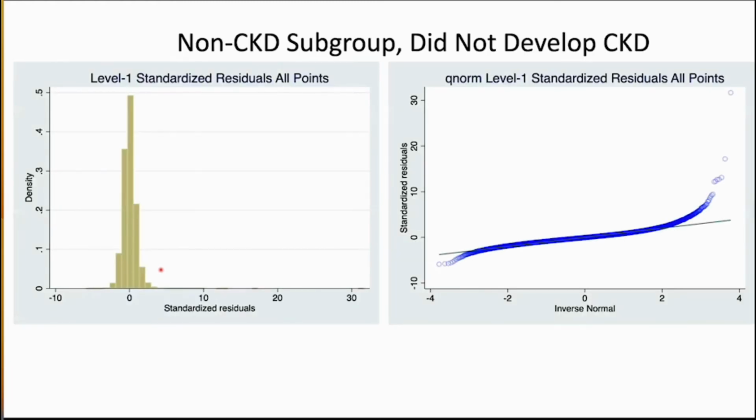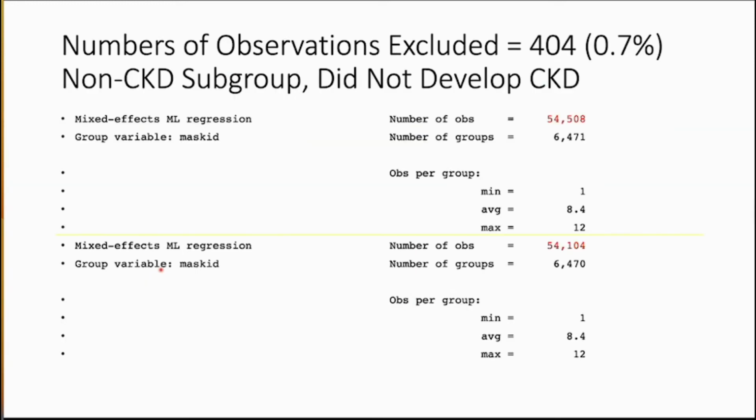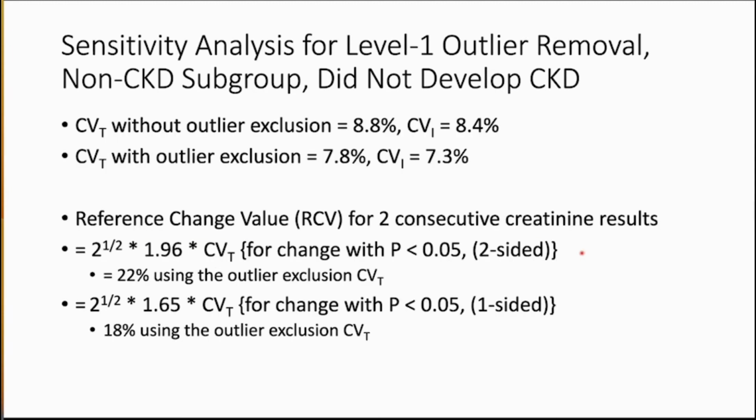So these are just some more statistical stuff. I'll get to the bottom line here. If we excluded observations based on outliers, we would have excluded about 400 observations, not people, but just observations, or 0.7% of the total. So there were a total of 54,500 observations if we did not exclude anybody based on outliers, and 54,100 if we excluded based on outliers. Outliers meaning, in this case, they were defined as more than 3 standard deviations away from what was expected.